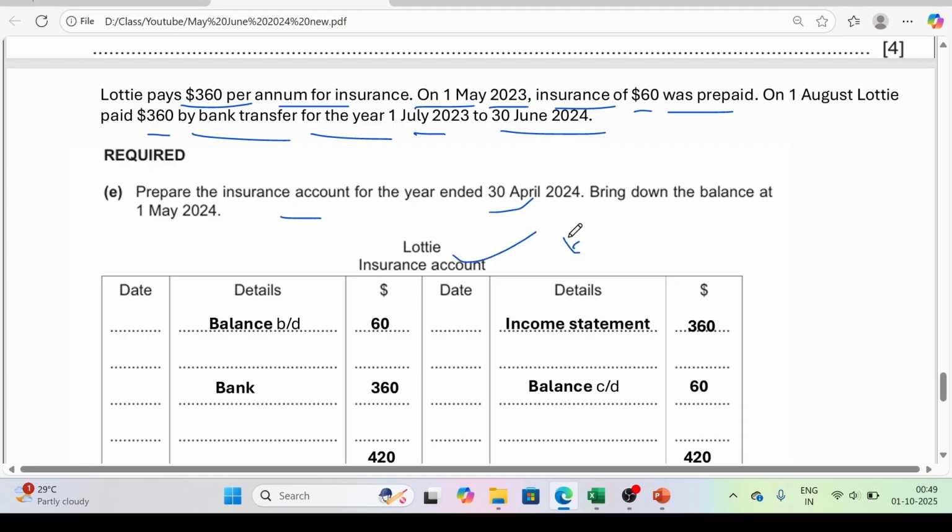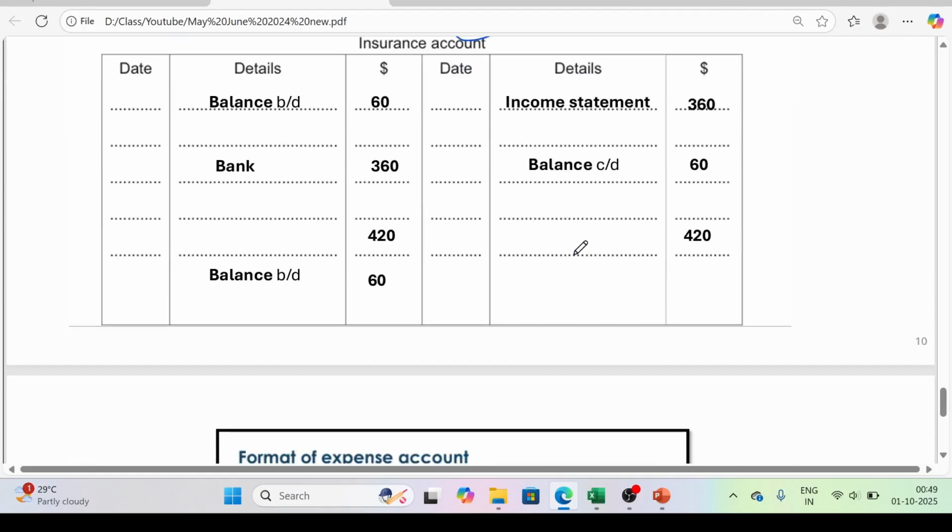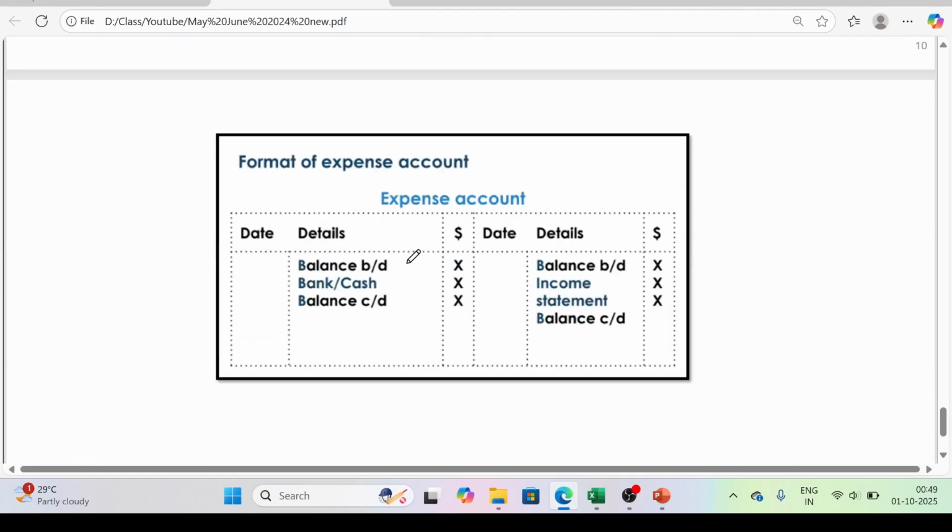Okay, so insurance account. Insurance account is an expenses account, so you must learn the expenses account format. Here it is. Here opening balance, that means this is opening prepaid. This will be the closing prepaid. Opening outstanding, closing outstanding. So bank or cash will be here. Income statement is zero. This format you have to learn, expenses account. Okay, let's see.